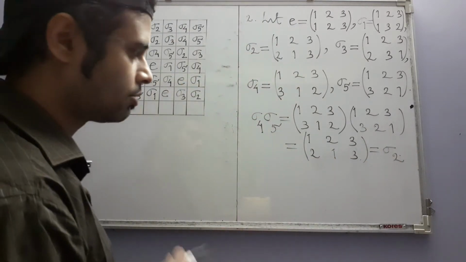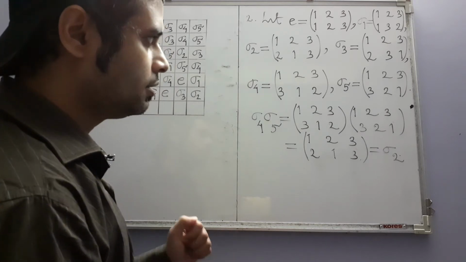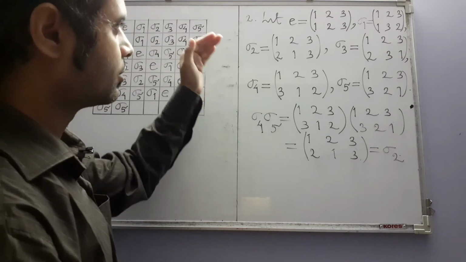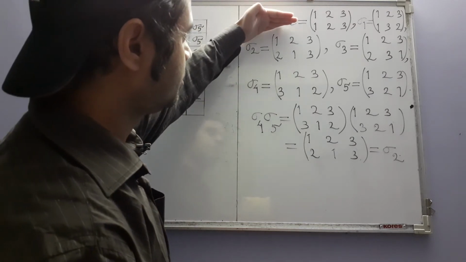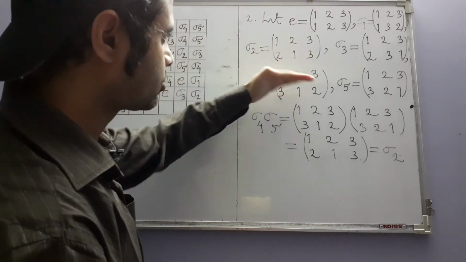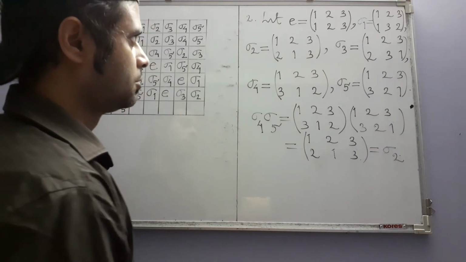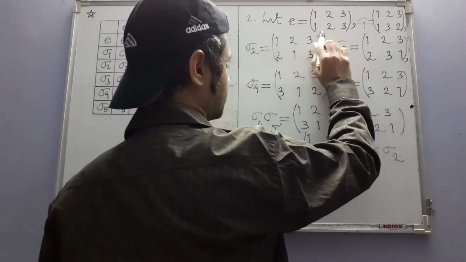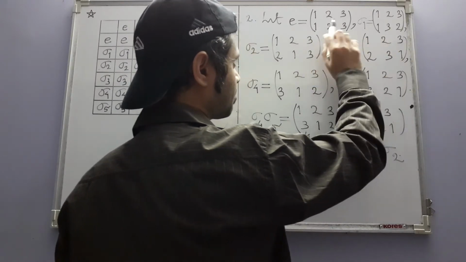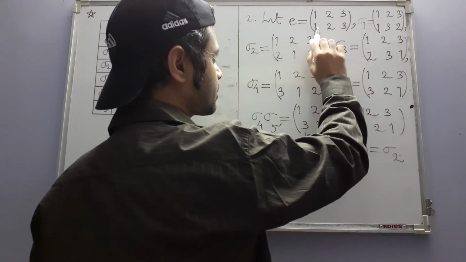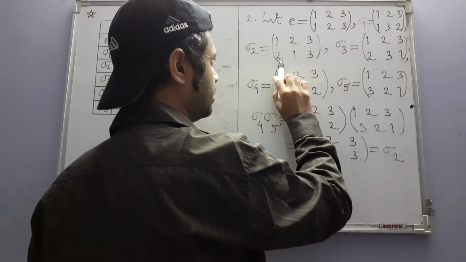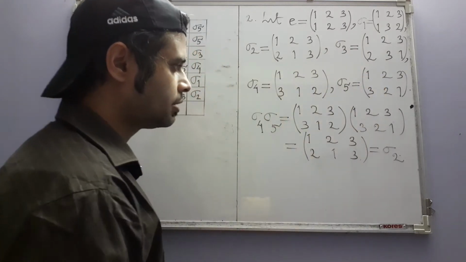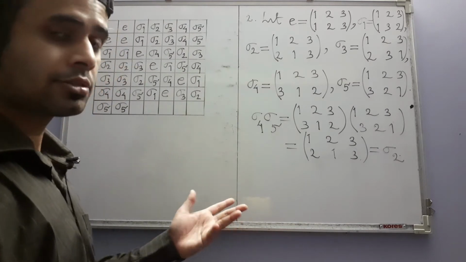There is one more thing. You may or may not have noticed that I have used 3 rows to write these elements, where in the first row, the second rows of these permutation symbols start with 1. Here they start with 2, here they have started with 3. This also has a purpose.